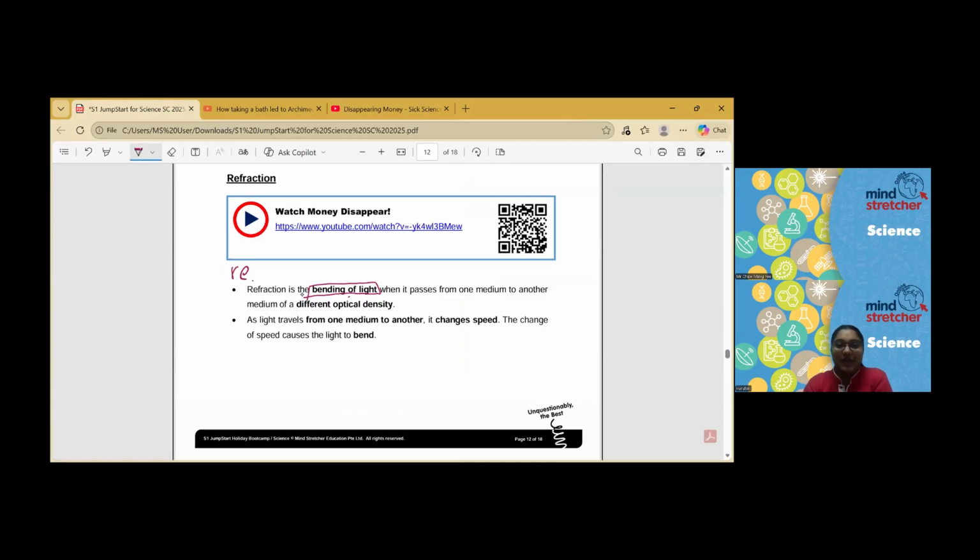So just now, reflection we saw was just the bouncing off of light. So when it hits the surface, a mirror or any object that can allow light to be reflected, it is going to bounce off. But refraction is going to be the bending of light, and the reason why this happens is because of different optical density. So what does this mean?